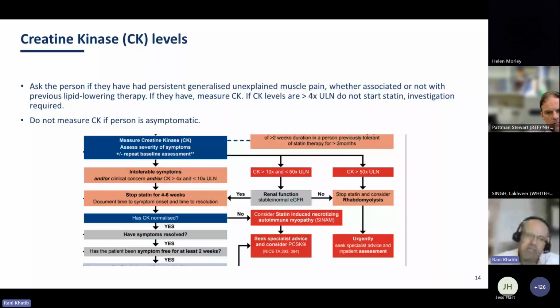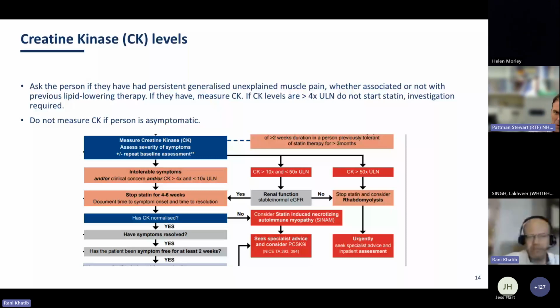But what I mean is, CK level is a good guide when there is potential muscle pain and symptoms that the patient is reporting. But not any level should scare you. You start worrying when it's about 4 times the upper limit. There's a nice table at the back of the statin tolerance pathway which discusses this in detail, so I urge you to have a look at it. But the general rule is that we don't measure CK if a patient is asymptomatic, according to NICE. Is there anything you want to add on this, Stuart?